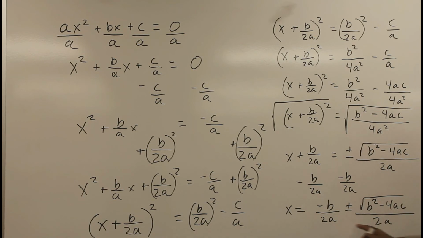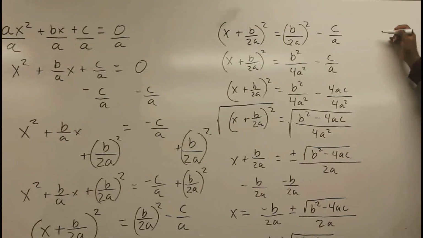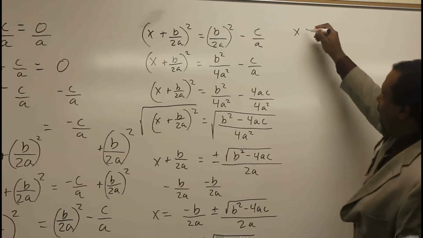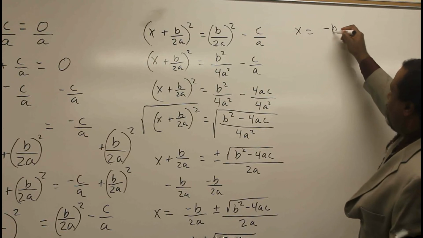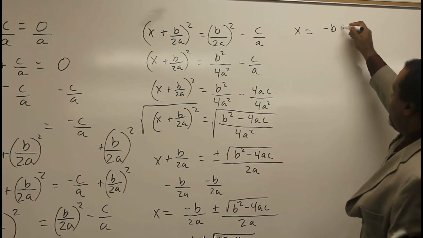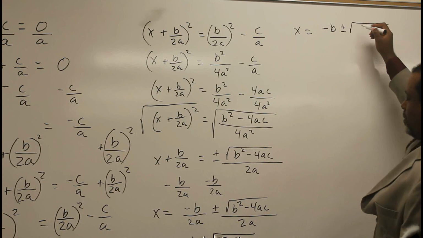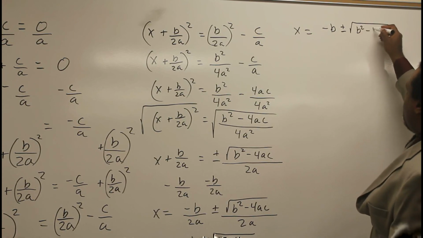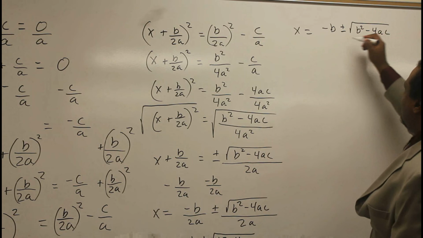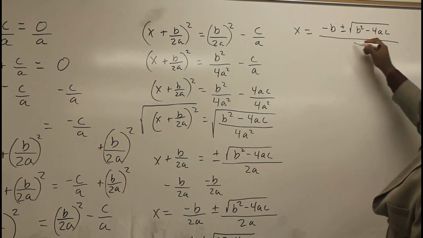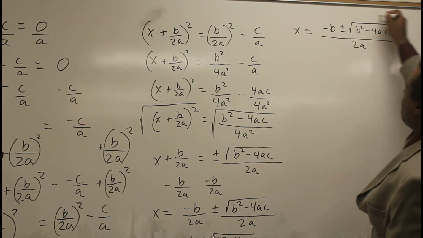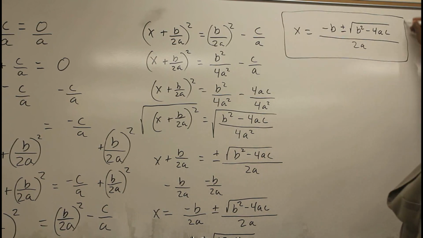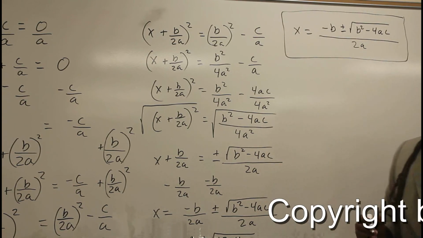This is wonderful. I have two fractions that have the same denominator. That means they can be written over the same fraction. And I'm going to rewrite that again up here. X equals negative b plus or minus the square root of b squared minus 4ac all over 2a. And that, my friends, is the quadratic formula.